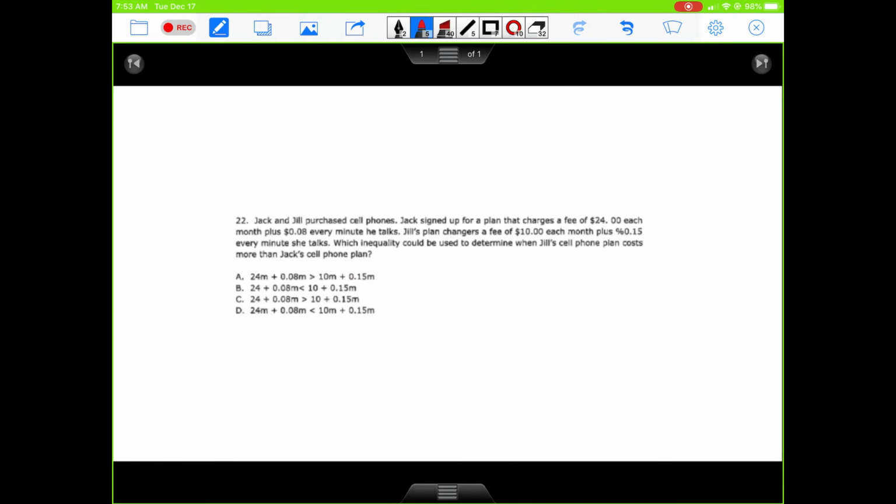Number 22. Jack and Jill purchased cell phones. Jack signed up for a plan that charges a fee of $24 each month plus 8 cents every minute he talks. Jill's plan charges a fee of $10 each month plus 15 cents every minute she talks. Which inequality could be used to determine when Jill's cell phone plan costs more than Jack's cell phone plan? So for this one, once again, we're writing an inequality. We're going to use more than, right? Because that's what we're trying to figure out, when Jill has more, when hers is more.